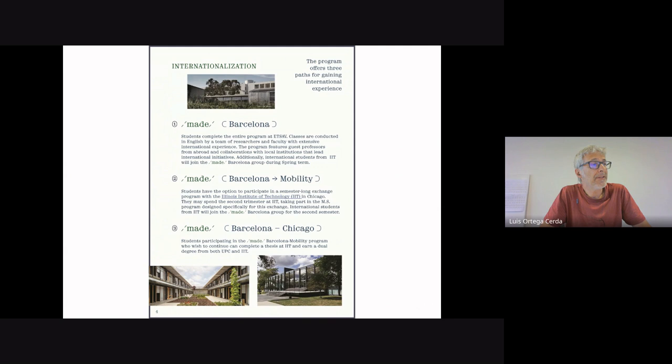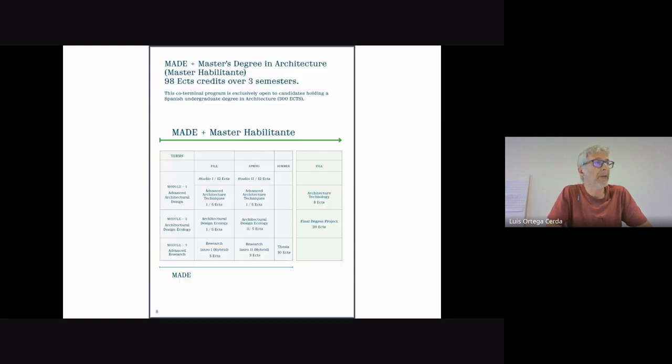This is an image that is also in the brochure, which talks about the triple track that I was mentioning before. You can do the Master MADE in Barcelona, which is one full year in Barcelona. You can do the Master MADE Barcelona Mobility, which allows you to go one semester abroad in Chicago, or you could do the Master MADE Barcelona Chicago, which will be 1.5 years and could give you a dual degree.